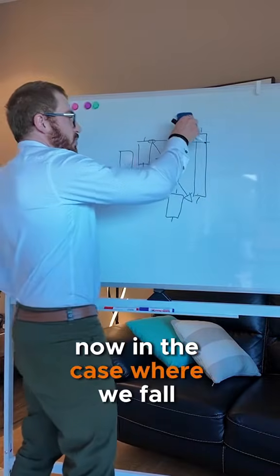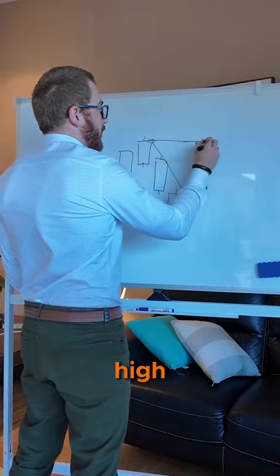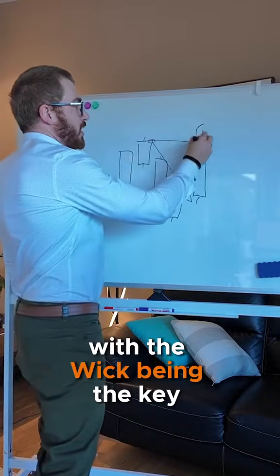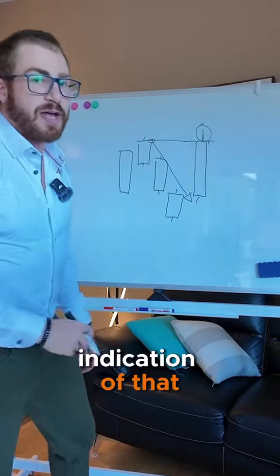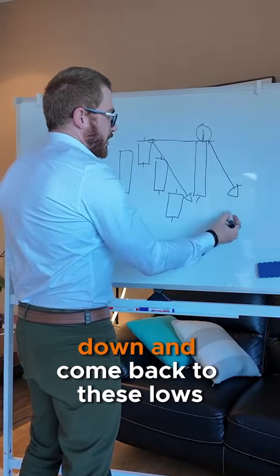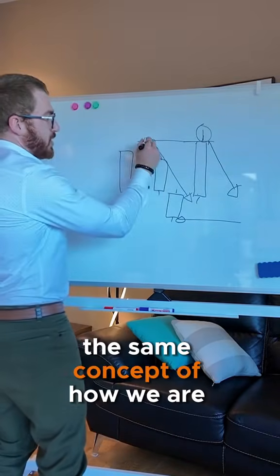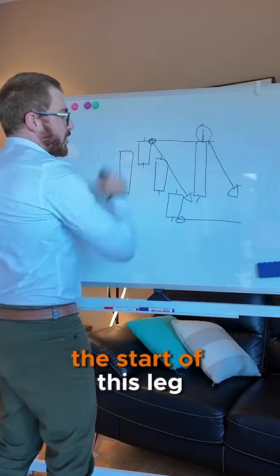Now, in the case where we fall short of that and we attempt to make a new high, but we fail to, with the wick being the key indication that we failed, this is going to be a strong indication that we're actually going to come back down and come back to these lows that we started this move on. The same concept of how we're retesting the start of this leg.